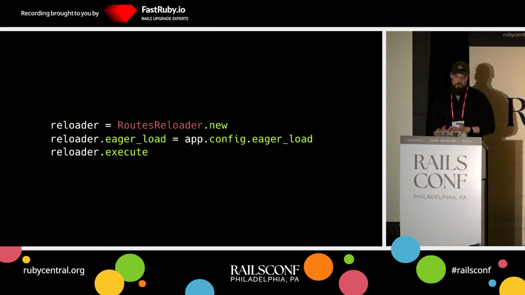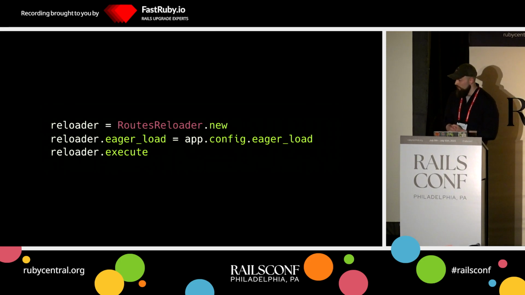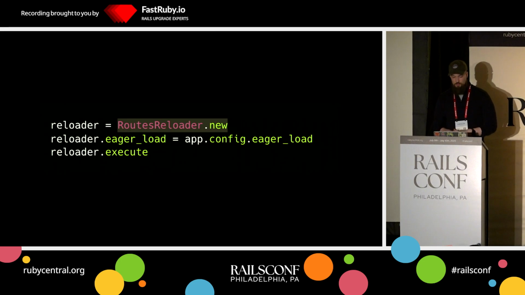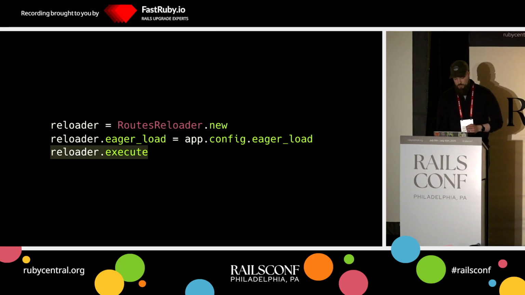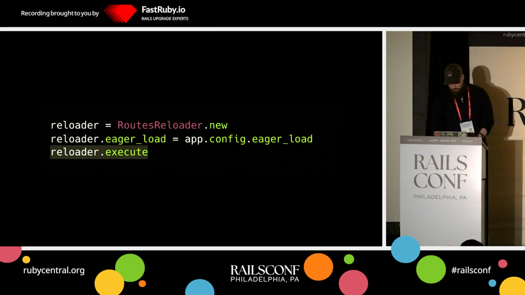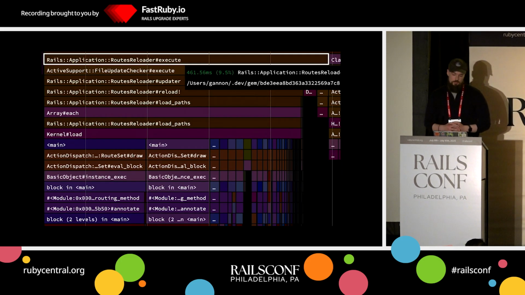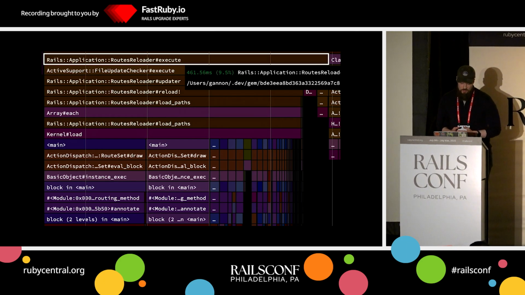And this is what the route loading logic looks like in Rails. And if you're wondering, yes, it is another file watcher. So first we create a routes reloader object. We tell it whether or not the application is eager loading. And then we call execute to load our application's initial set of routes. In an application with about 3,000 routes, we can see we're taking about 460 milliseconds here. And that is, again, not ideal.